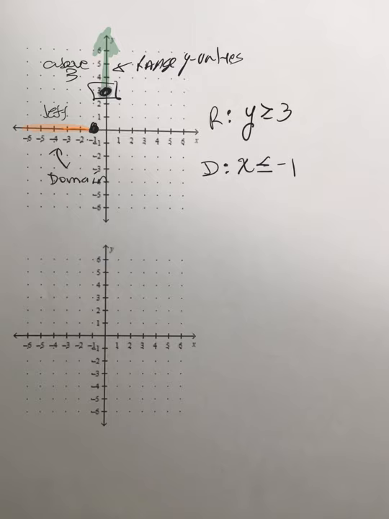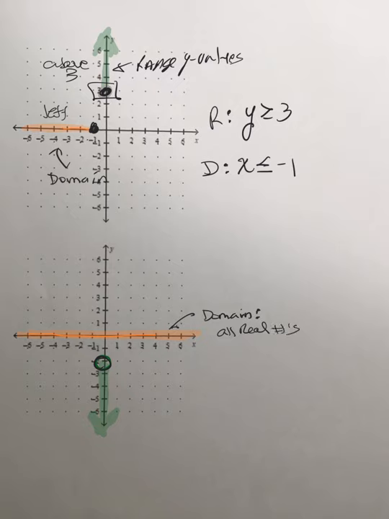Let's try another one. What if I shaded the entire number line and then the y values were shaded below -2 forever and ever? And this was an open circle. So the domain, remember, are the x values. So for the domain, since it's the entire number line, wouldn't we say all real numbers?